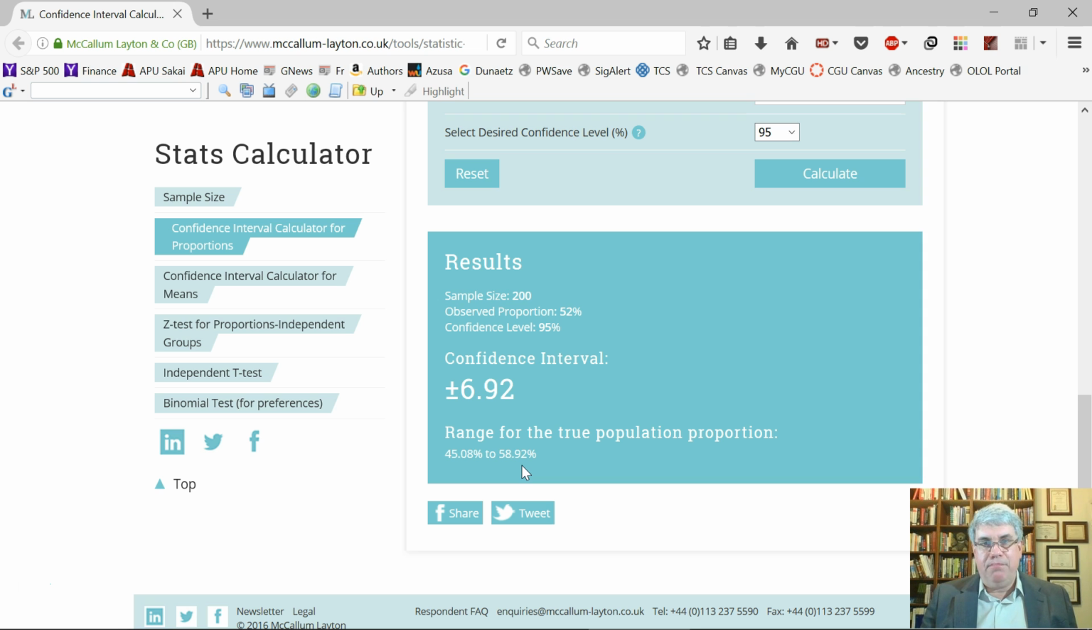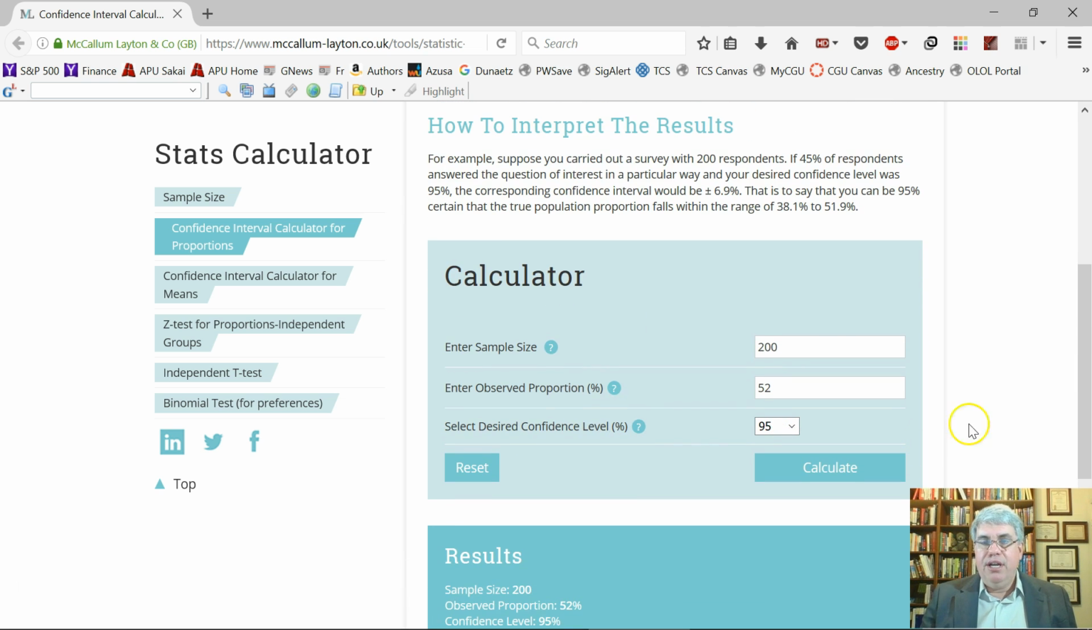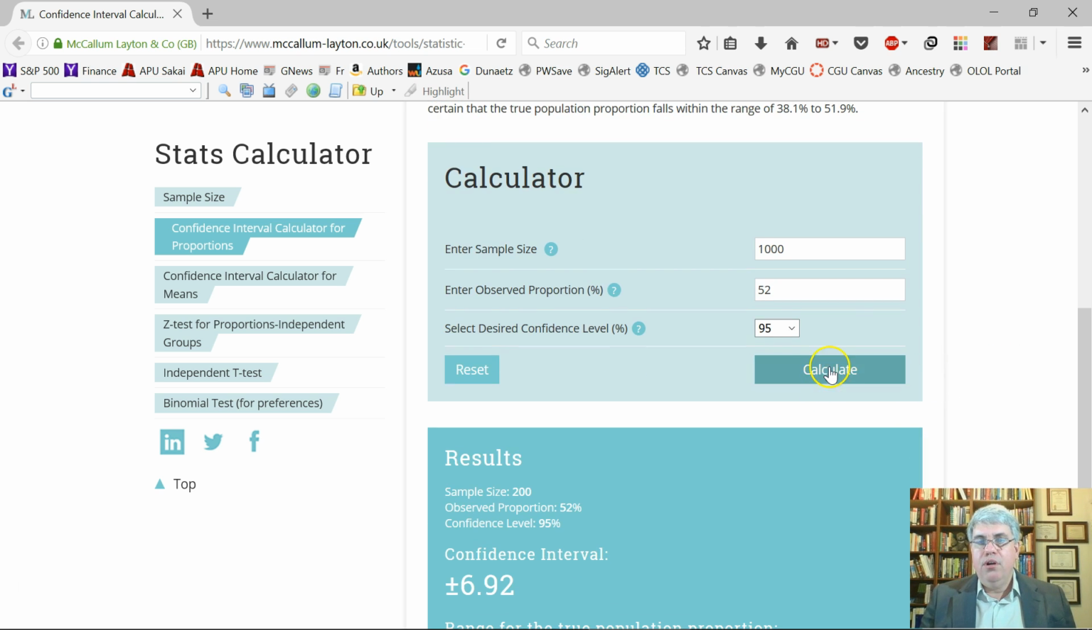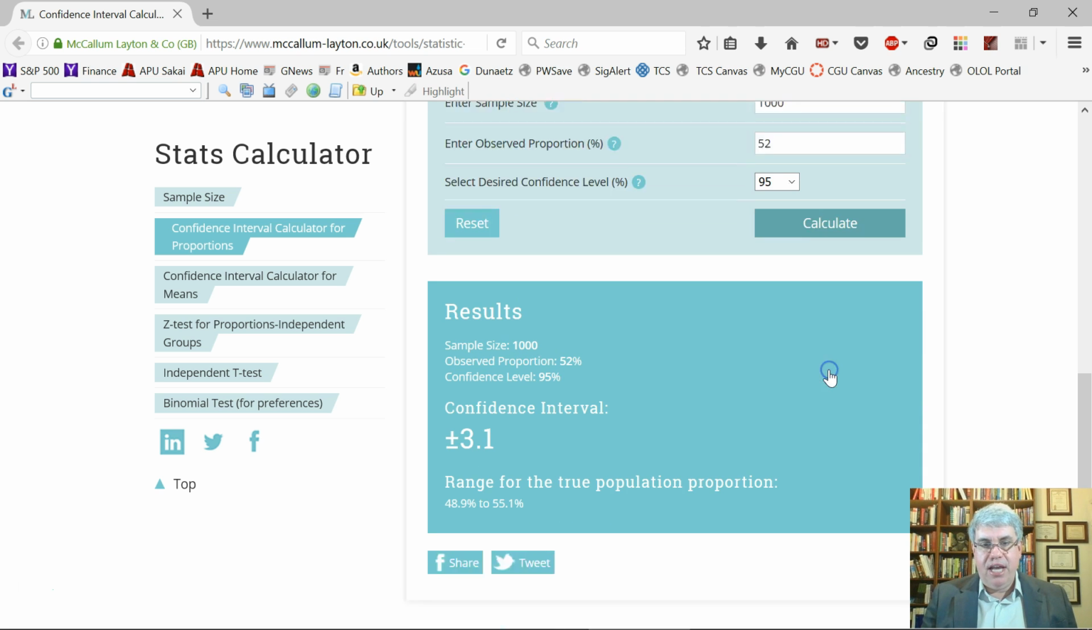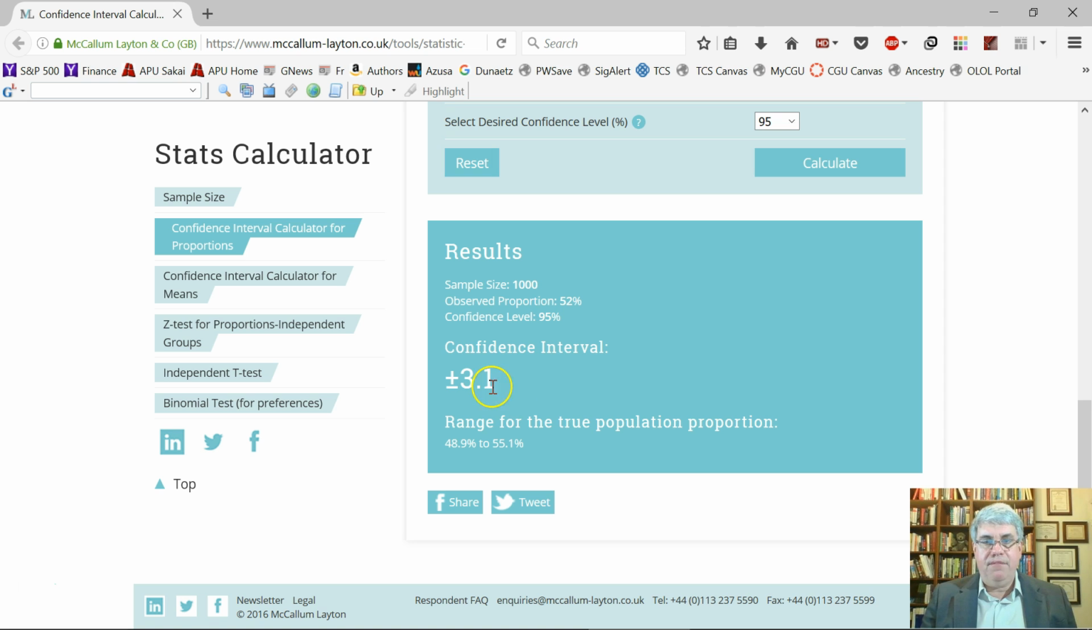Oh, that's a pretty big margin of error. So that's why they generally don't do samples of just 200. The most typical size sample they do is about 1,000. So let's type in a sample size of 1,000. And let's say that it still comes out to 52. 52% say they're going to vote for that candidate. And we calculate. And now the confidence interval goes down to 3.1.